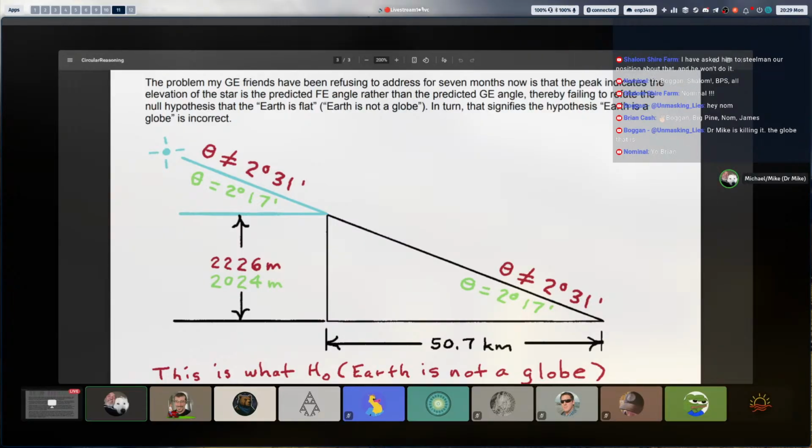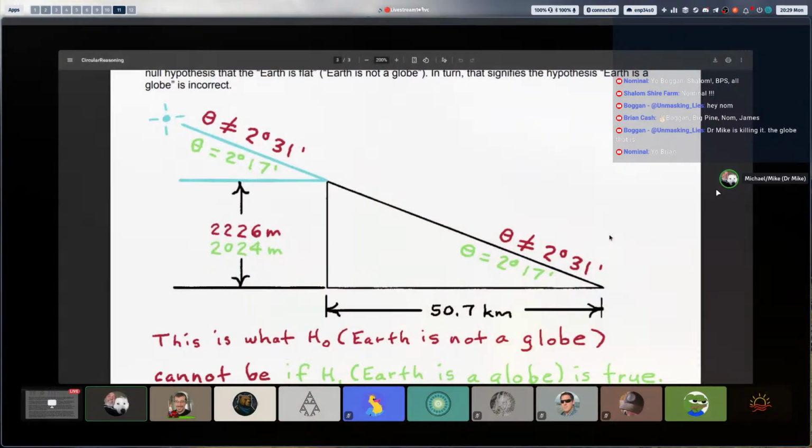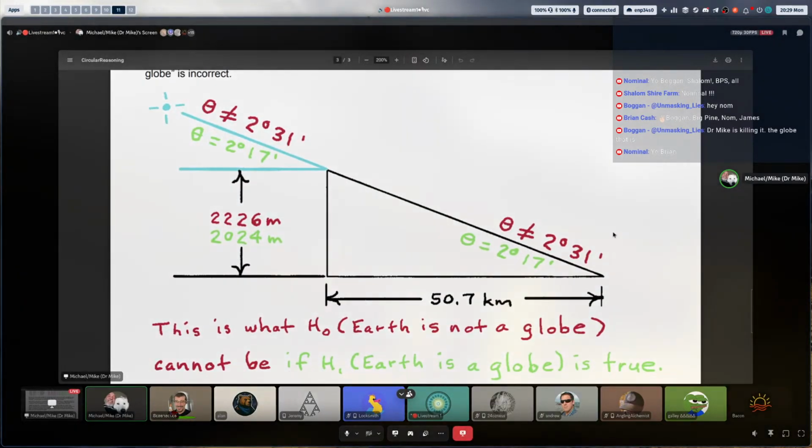So for 7 months now, our globe Earth friends have been refusing to address the fact that the peak indicates the elevation of the star that's predicted by our flat Earth angle, rather than the predicted globe Earth angle. So they have not refuted the null hypothesis that the Earth is flat, and that signifies that the hypothesis the Earth is a globe is incorrect.